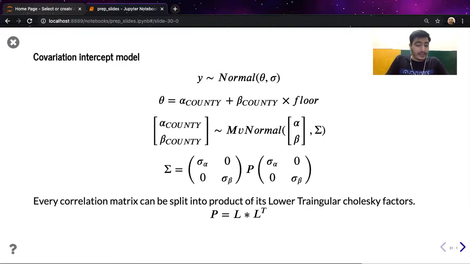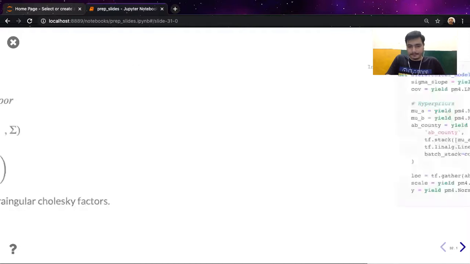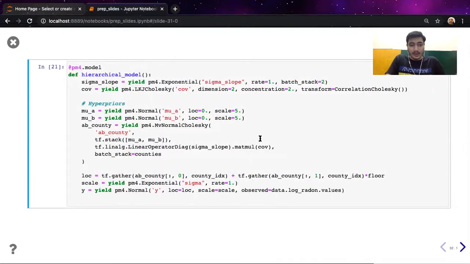We do consider computing the covariance matrix in terms of its lower Cholesky triangular factors, because the correlation matrix is a positive semi-definite one, and it's some sort of n squared computation when we are dealing with correlation matrices. When defining in terms of either lower triangular or upper triangular, we reduce the amount of operations we need to perform. Here is how the particular model translates into PyMC4.